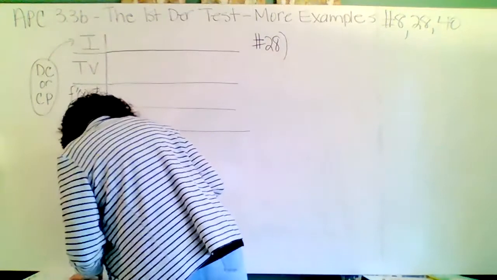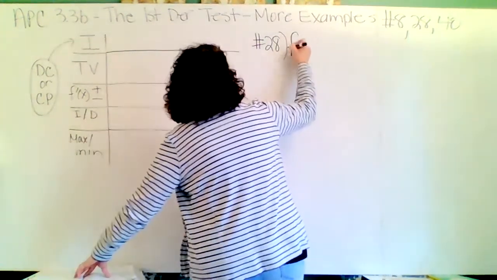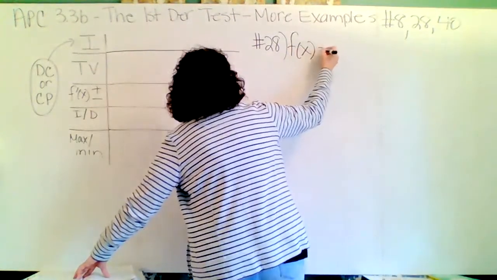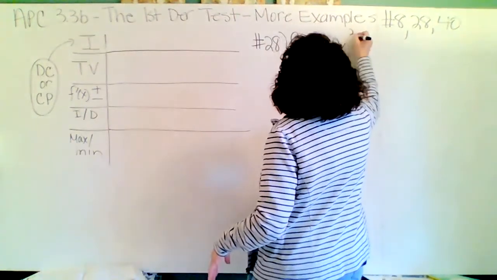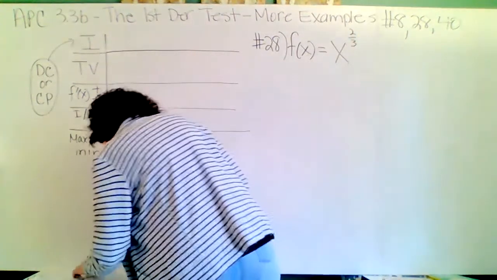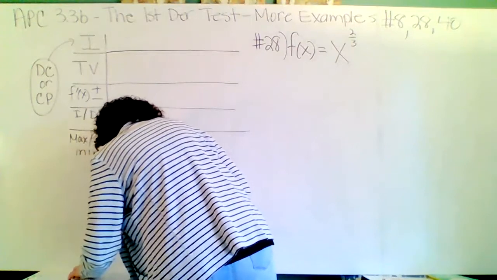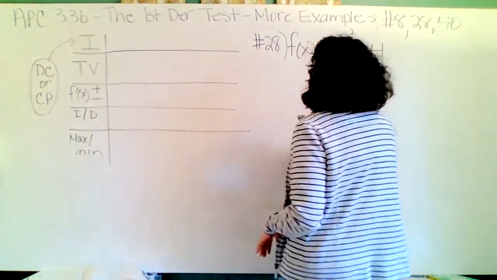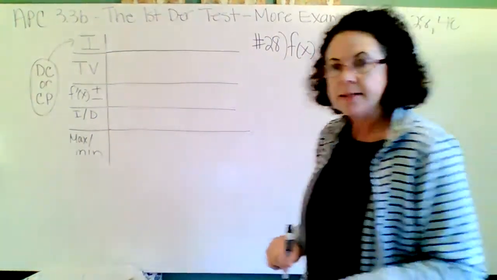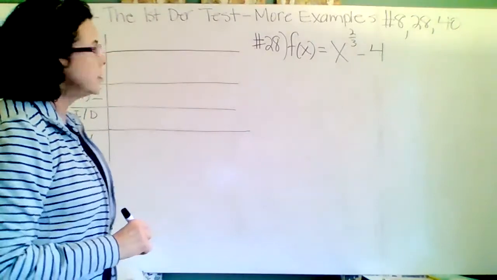Okay, let's see why I chose this one. f of x, we can see why automatically, because the function is not a polynomial or a trig function that we're used to. It has a rational exponent, right? And usually in a polynomial, these exponents are integers. Okay, so let's take a look here.